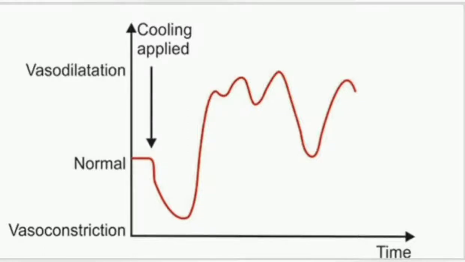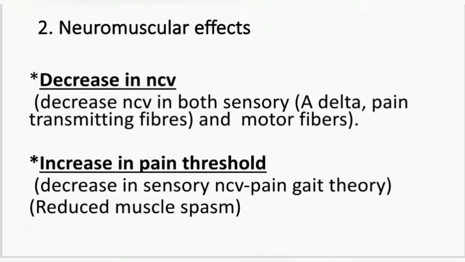Initially, when the cold is applied, there is vasoconstriction of the blood vessels, followed by vasodilation, followed by alternate periods of vasoconstriction and vasodilation. When the cold is applied to the skin, the nerve conduction velocities of both sensory and motor fibers reduces. A delta fibers carry pain sensation to the brain and the spinal cord. When there is decrease in nerve conduction velocity in A delta fibers, obviously the pain sensations do not reach the brain and spinal cord, and hence pain is not perceived in brain. I will tell later what happens when the NCV decreases in motor fibers.